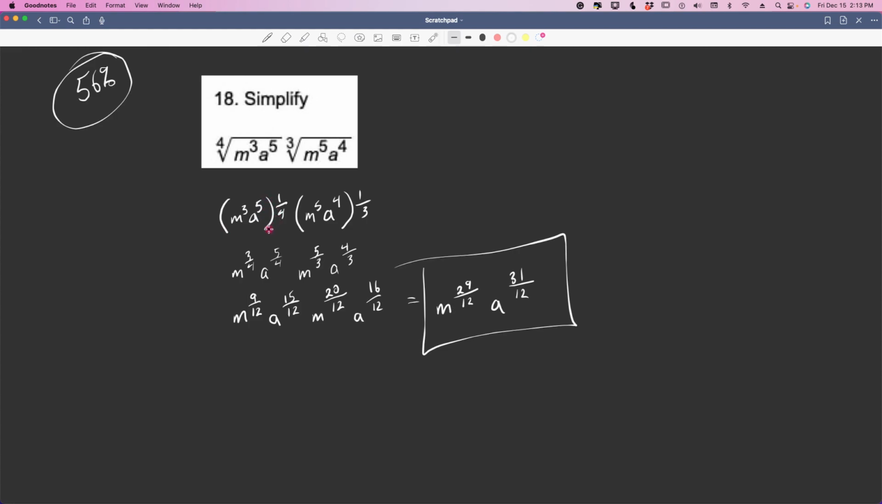Swap the parentheses for the radical sign, right? Whatever's under the radical sign, you put that in the parentheses. It's written one time, and then the index goes in the denominator. Then you multiply the exponents, find the common denominator if necessary, and combine, just like you would any other exponent and base. All right, next problem.